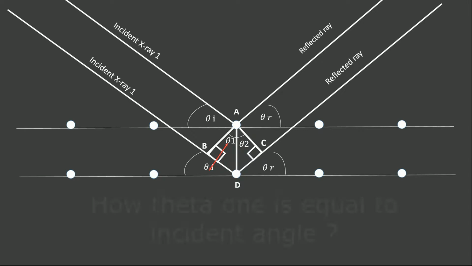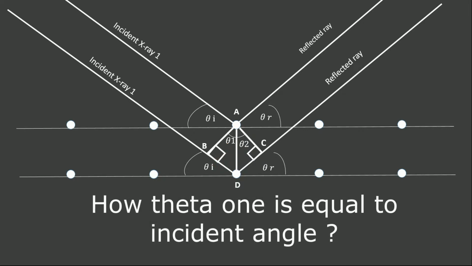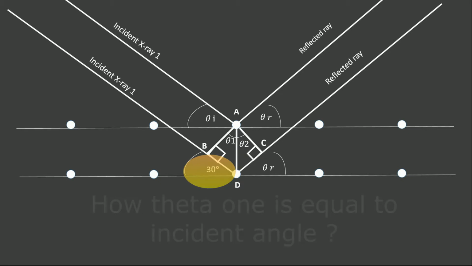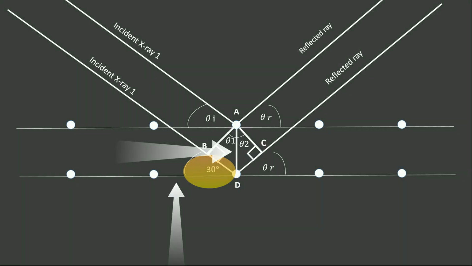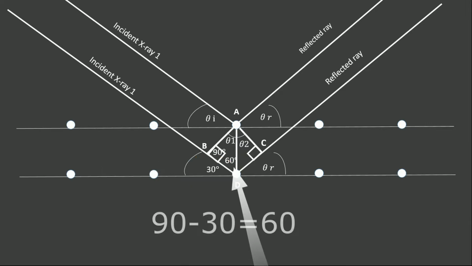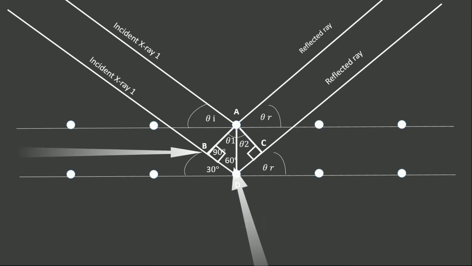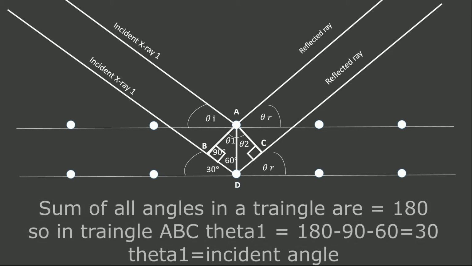How is this angle equal to this angle? Let's consider this incident angle is equal to 30 degrees. And from this geometry we can see that this line, which is the distance of separation between these two lattice points, is perpendicular to this line. If this angle is 30 degrees, then this angle must be 60 degrees. Now this angle is 60 degrees, this one is 90 degrees, and we know all the angles in a triangle are equal to 180 degrees.